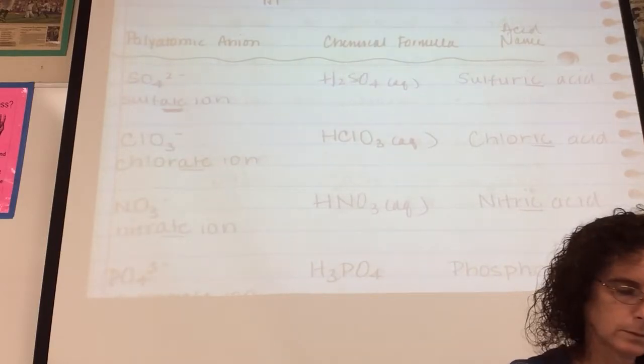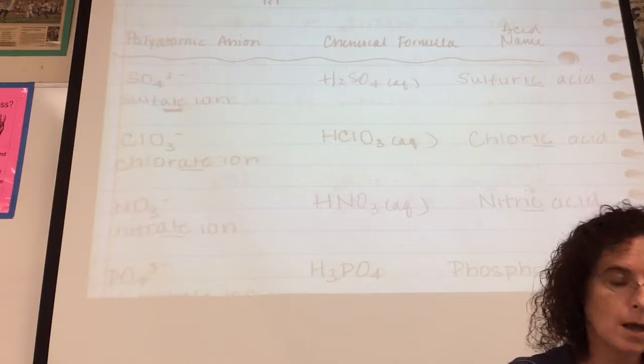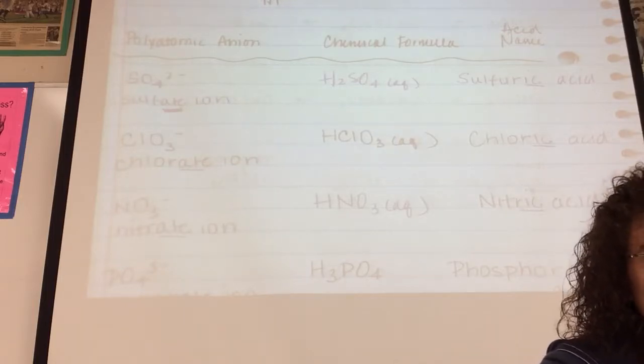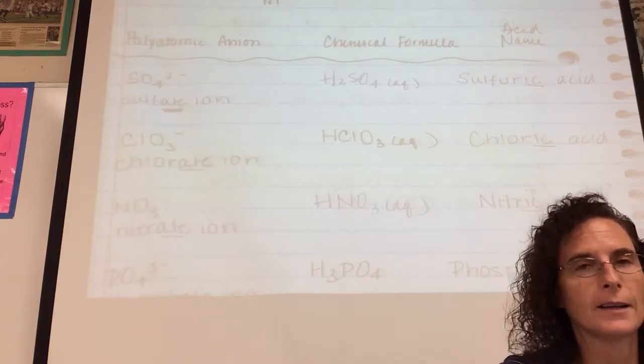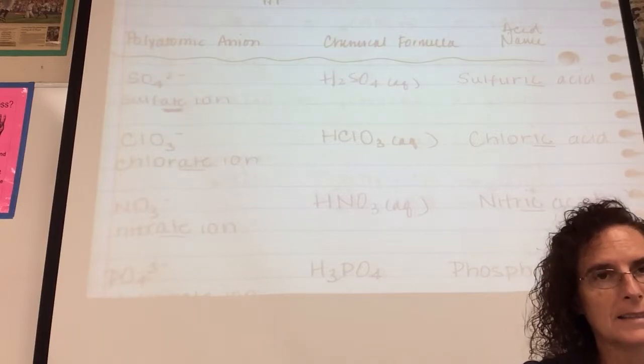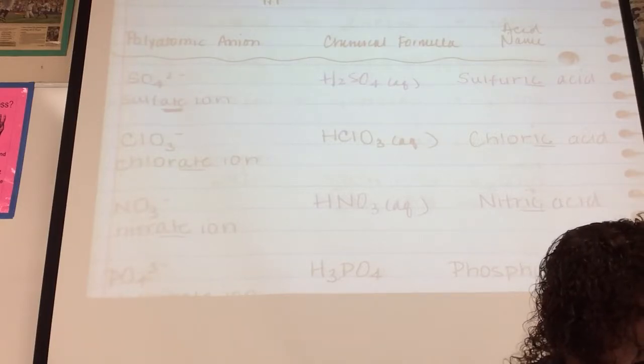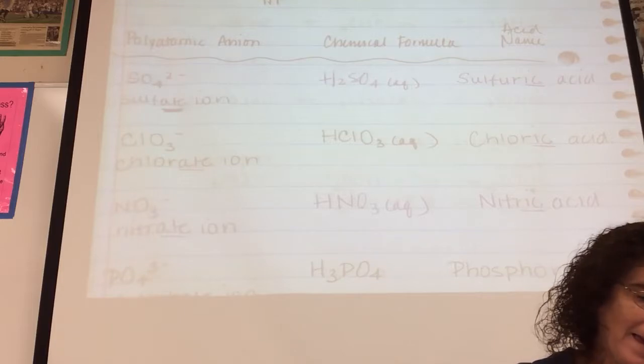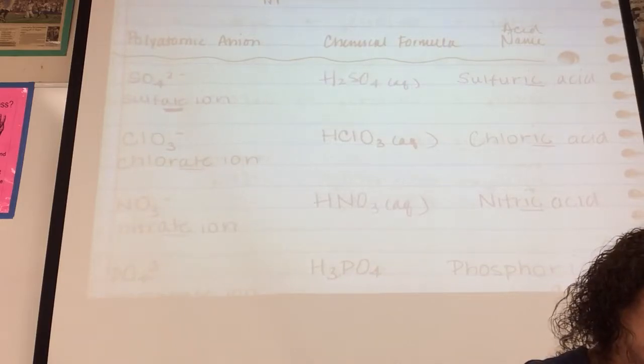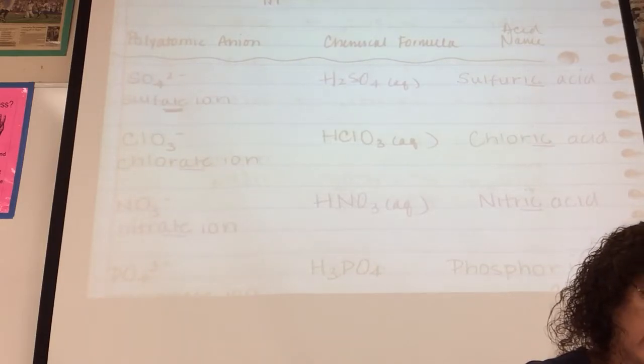What if you had, like, a perchlorate? We're going to get there. But if you have perchlorate ion, it becomes perchloric acid. So ate always becomes ic.